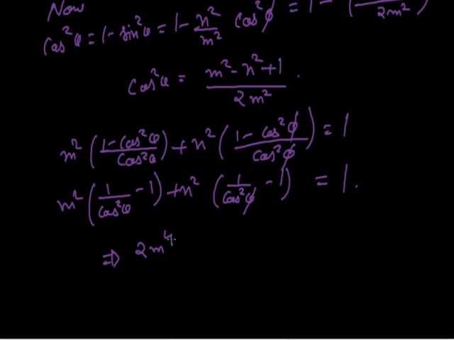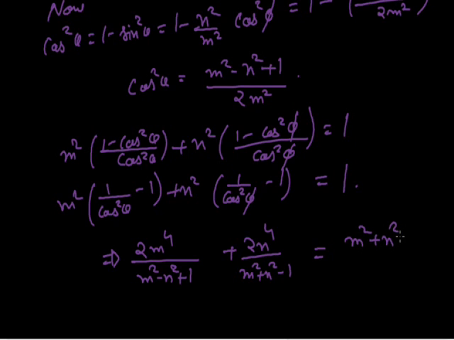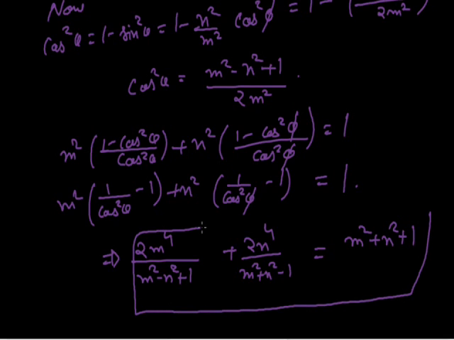2m raised to the power of 4 upon m square minus n square plus 1 plus 2n raised to the power of 4 upon m square plus n square minus 1 is equal to m square plus n square plus 1, which is the required relation between m and n.